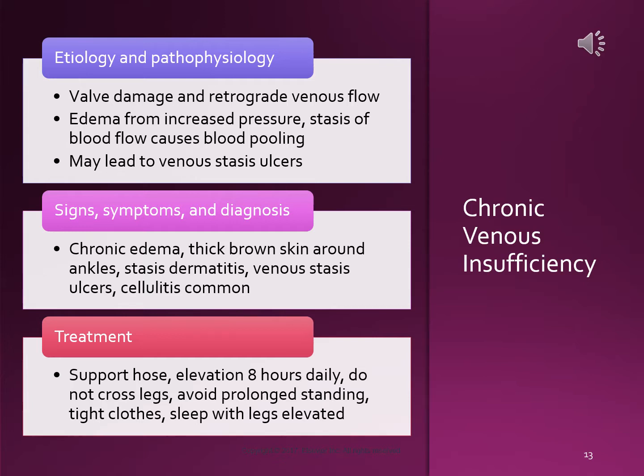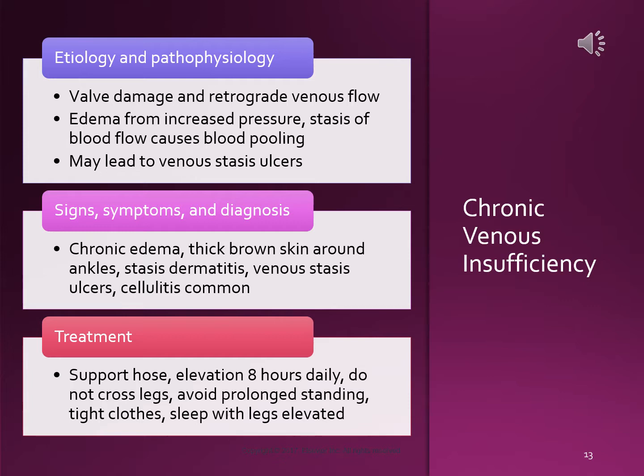It also causes the leakage of red blood cells into the tissues, and when those break down, they release hemosiderin, which is where you get that brown color of the skin that's so characteristic in chronic venous insufficiency. And then fibrous tissue replaces the subcutaneous tissue with all of that hemosiderin in it, and it becomes very thick, hard, itchy, and scaly skin. So signs and symptoms: chronic edema, that thick brown skin I talked about, especially in the ankle area, stasis dermatitis, and venous stasis ulcers. Cellulitis is very common in chronic venous insufficiency.